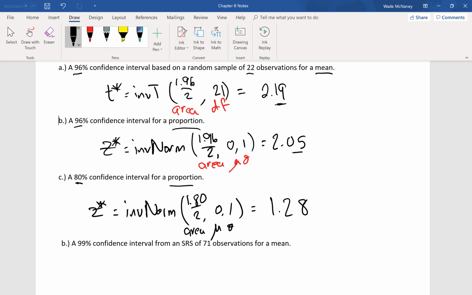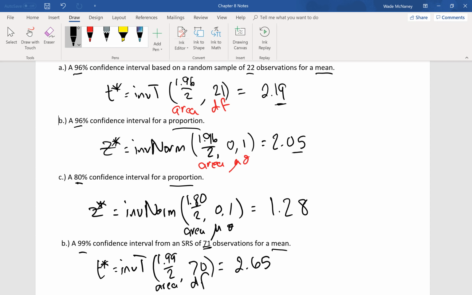And finally, letter B, which should be letter D. We're doing a 99% confidence interval. Again, this is for means, so we're doing a T star, which is inverse T. My area is 1.99 divided by 2, and my degrees of freedom for this one is going to be 70. So inverse T, 1.99 divided by 2, degrees of freedom of 70, gives me a T star critical value of 2.65. Again, this is my area, and this is my degrees of freedom.